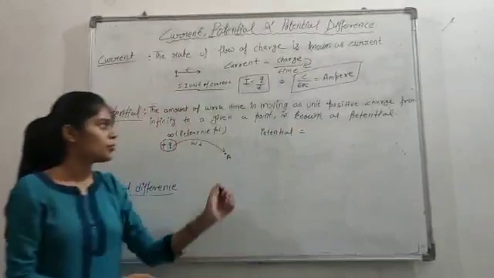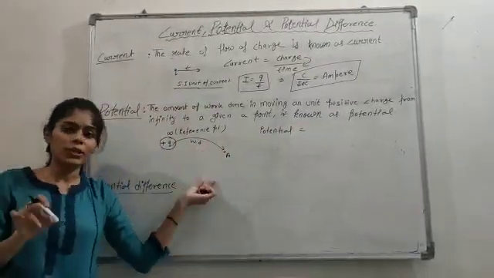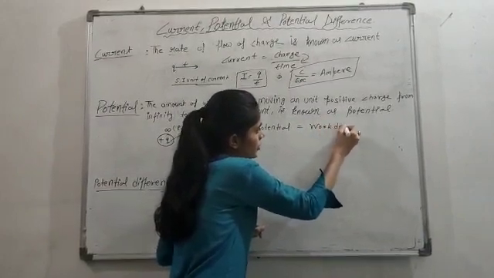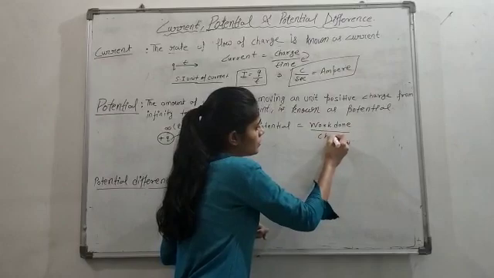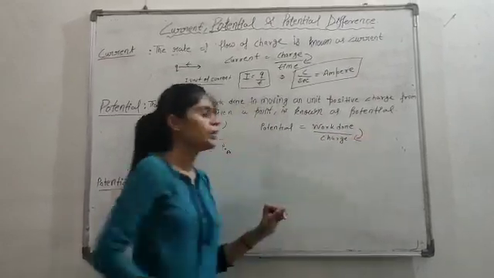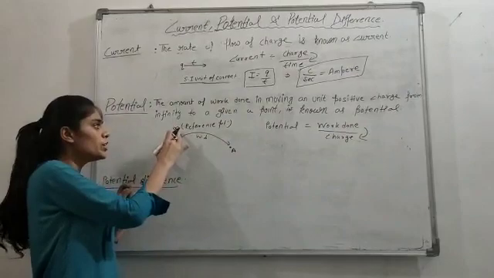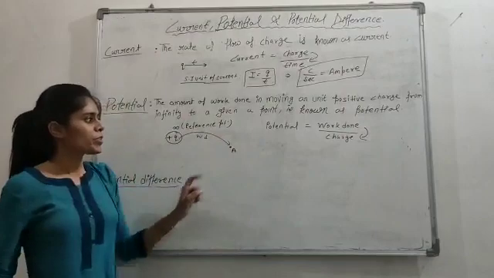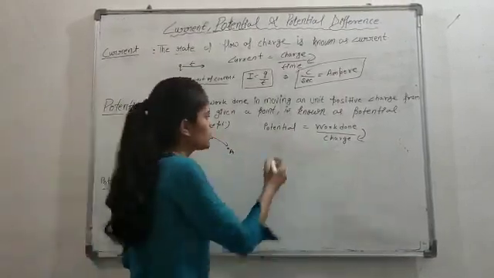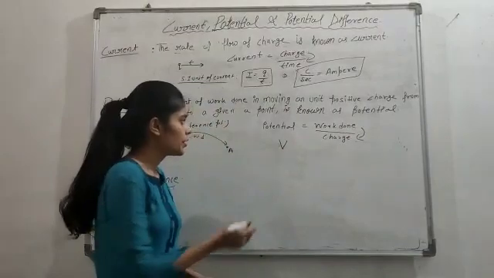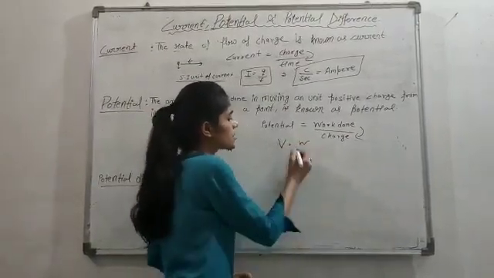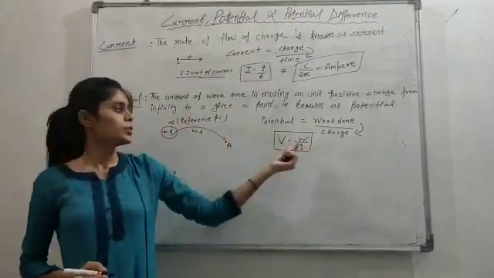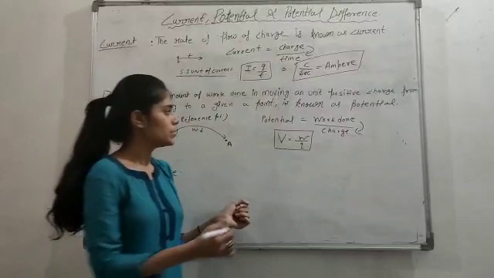If I write the formula, what will it be? Potential is the work done on unit charge, or we can say work done upon charge, because it is the work done on a unit charge in moving from infinity to the given point A. Potential is denoted by capital V, work is denoted by W, and charge is denoted by Q. So V is equal to W upon Q.